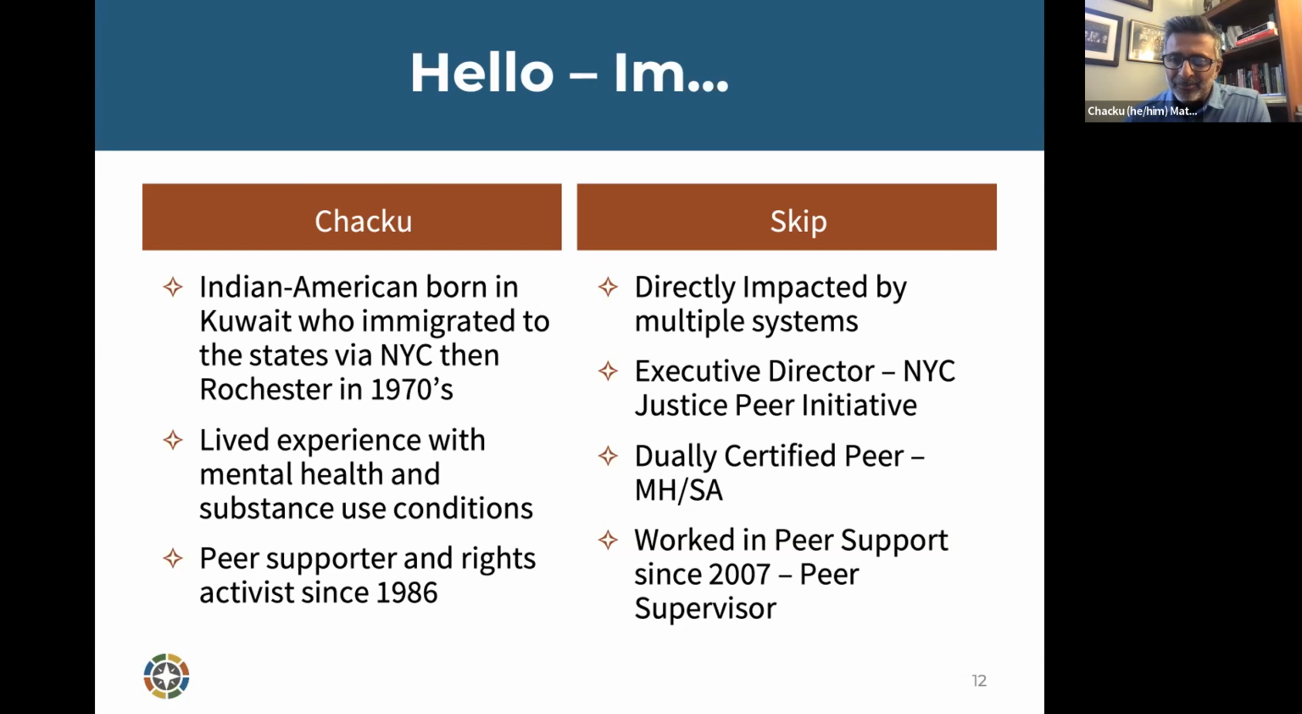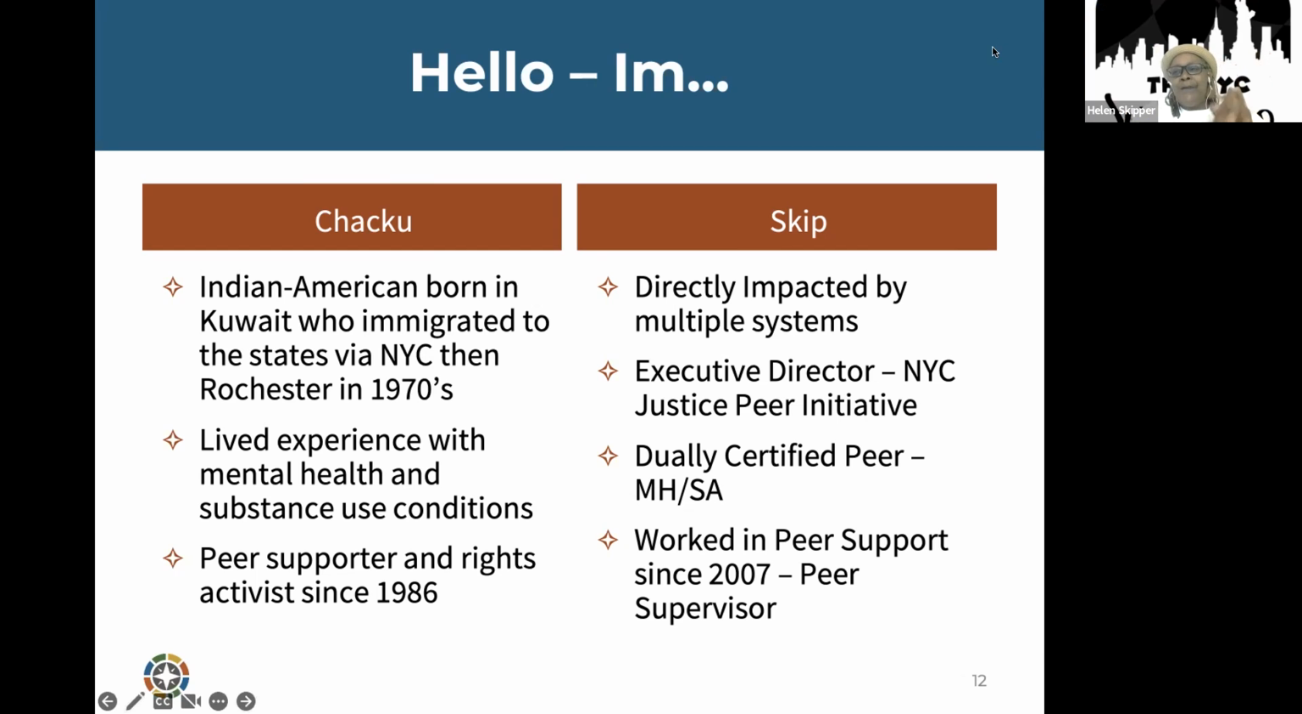So let me turn it over to Skip. Thank you. And my name is Skip. My actual name is Helen Skipper, but I definitely prefer to be called Skip. I am directly impacted by multiple systems. What does that mean? I'll start off with the big one. For 25 years, I went in and out of the criminal justice system. Every time I went in, I was homeless. I was addicted to drugs. I was suffering from an unchecked mental illness. I went in that way. I left out that way. Never afforded access to support or treatments. And this lasted for 25 years.